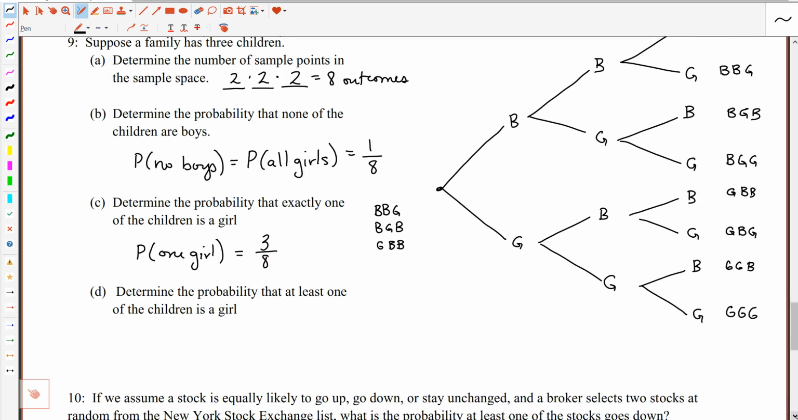For the next one, determine the probability of at least 1 girl. Now there's a handy way that we can approach finding probabilities involving at least once. The probability that an event occurs at least once, we can find this probability by doing 1 minus the probability that the event does not occur. So let's see why this is going to work.